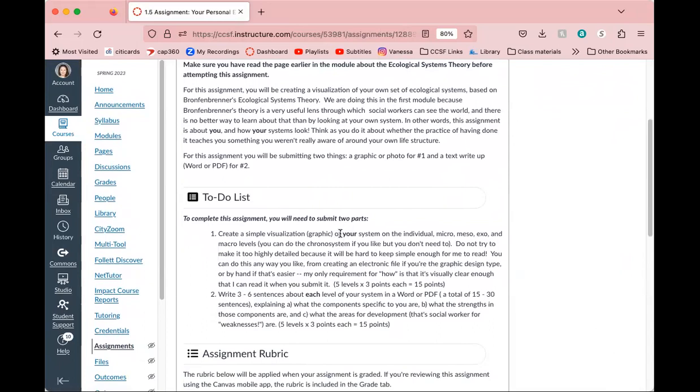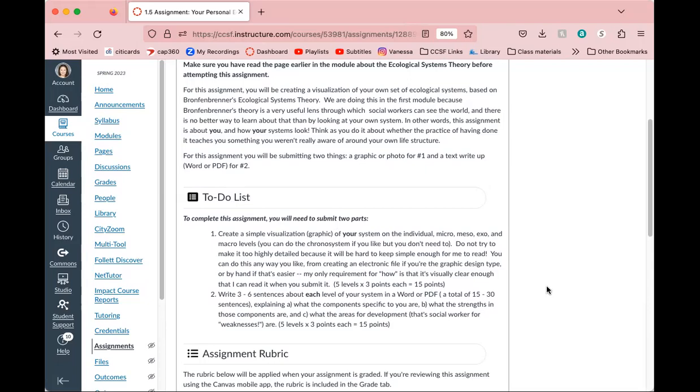that graphic of your system. You can do this on the computer. I've seen some really beautiful ones, or you can draw it out and take a picture. I've seen some really beautiful ones done that way too. But half of the points is your graphic, right? So that thing that I was showing you on the other page with those concentric circles, you need to create one of those. It is 15 points. It is half the points for this assignment.